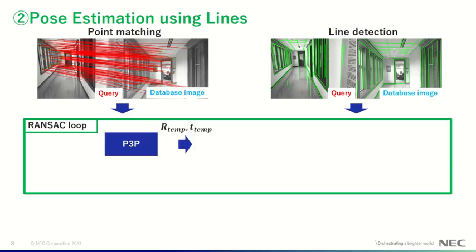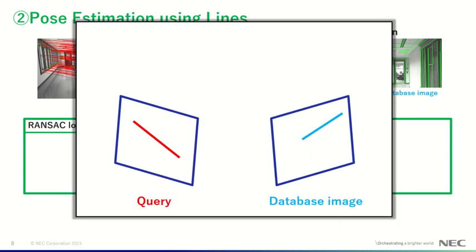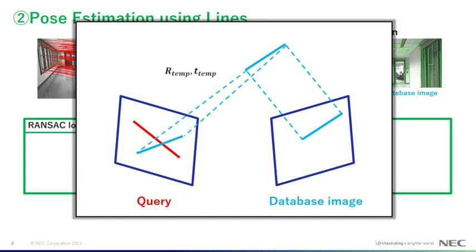In a RANSAC loop, P3P is conducted by using 3 point correspondences to calculate a temporal camera pose. Then by using the temporal camera pose, point inliers and line inliers are calculated. In line inlier calculation, we consider lines detected in the query and database image. We can obtain 3-dimensional coordinates of lines that are detected in the database image by using its 3D information. Then the temporal camera pose projects these 3D points to the query image.